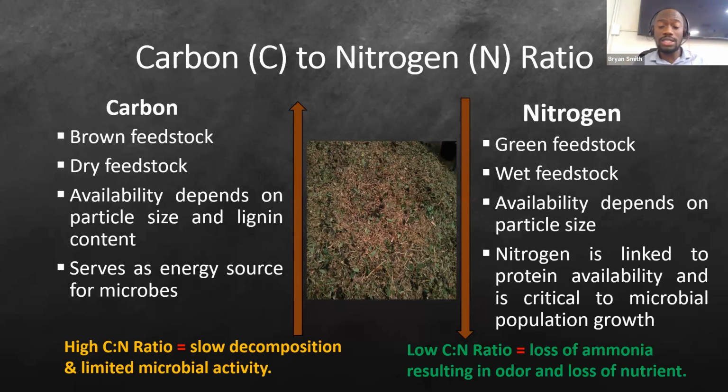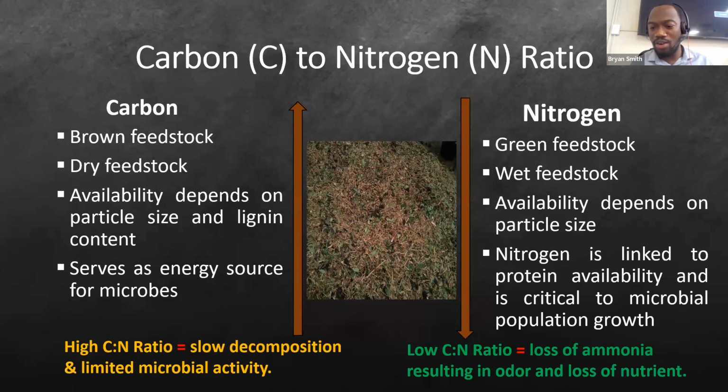When we have a low C to N ratio, meaning we have a higher amount of nitrogen relative to carbon, we start to have loss of ammonia, right? And that results in that gas, that scent that we don't really like. Ammonia forms a part of the nutrient cycle within the composting system. So when we have a lot of loss of ammonia, we tend to have loss of nutrient, particularly nitrogen. That is why that balance between the carbon, the energy, and the nitrogen, which is the protein, is very important for microorganisms.